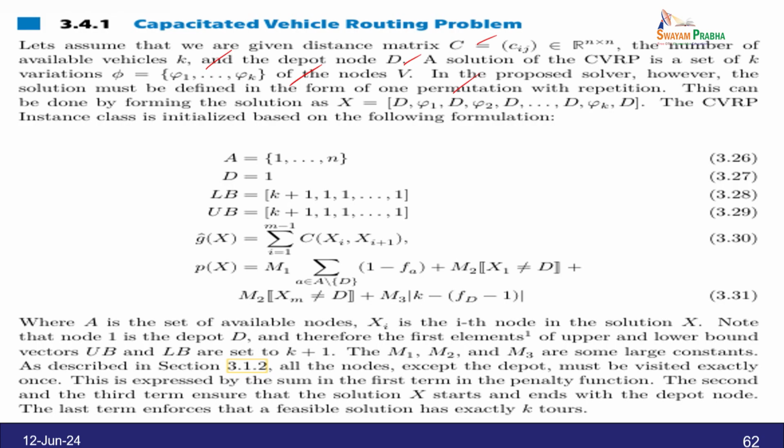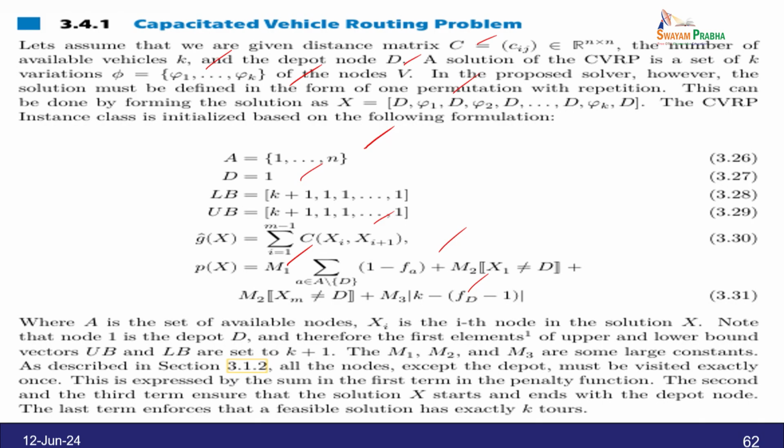The CVRP instance class is initially based on the following formulation. A consists of the numbers 1 to n, D is 1, the lower bound is k plus 1, 1, 1, 1, the upper bound is k plus 1, 1, 1, g bar of x is the summation i equal to 1 to m minus 1 of c of xi comma xi plus 1, and p of x is m1 times the summation over A of the negation of d of 1 minus fa, plus m2 of x1 not equal to d, plus m2 of xm not equal to d, plus m3 of k minus fd minus 1.